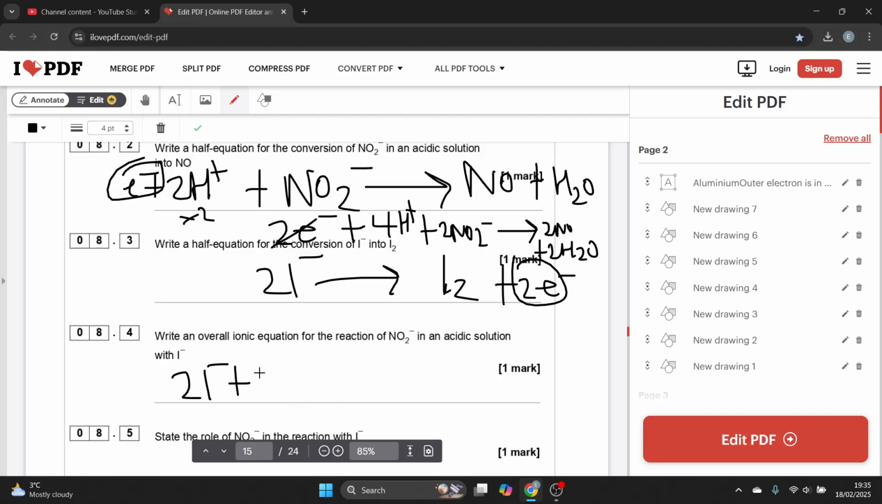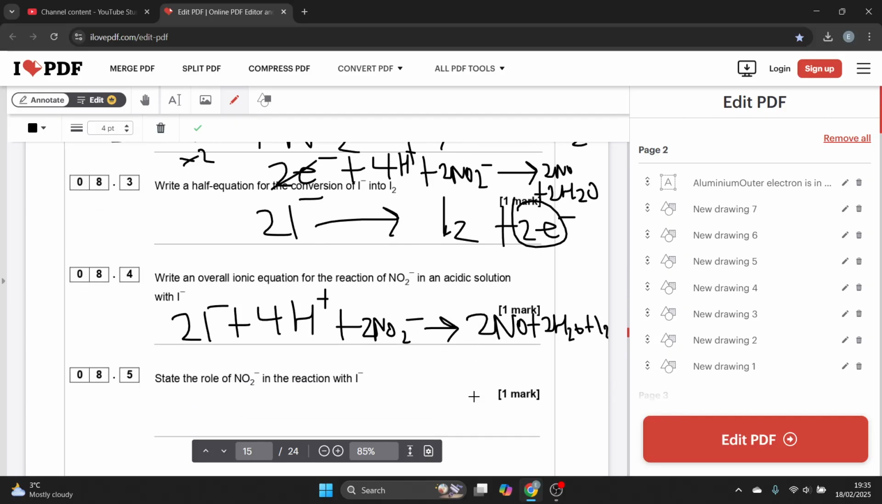out, 2I minus plus 4H plus plus 2NO2 minus to form 2NO plus 2H2O plus I2. And now I'm always going to do this. Does something appear on both sides? In this case, no.